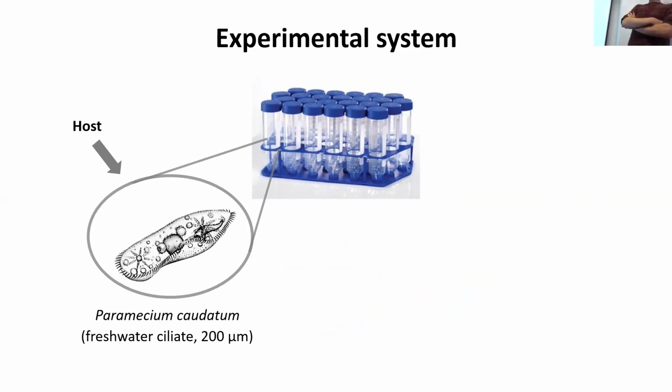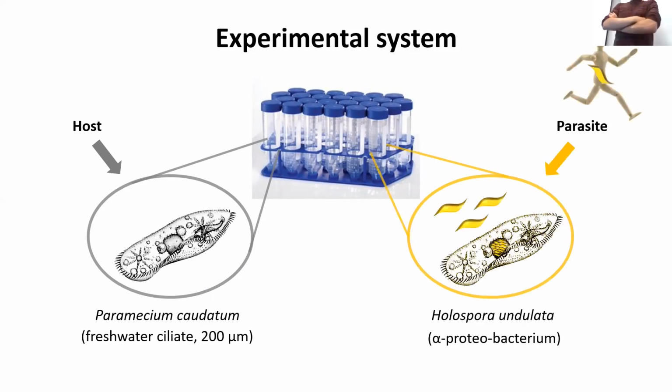We have a host, Paramecium caudatum, which is a ciliate. It's just 200 micrometers, so pretty small, but of course it's a microorganism, so it has all the advantages. Easy to rear in Falcon tubes, in smaller tubes, in PCR tubes as well. It can reproduce very fast, and it's also known to have high dispersal in the sense that it's a very good swimmer. And then we have this parasite, Holospora undulata. This bacterium is pretty big. We can see it in the microscope as well. This yellow squiggle.